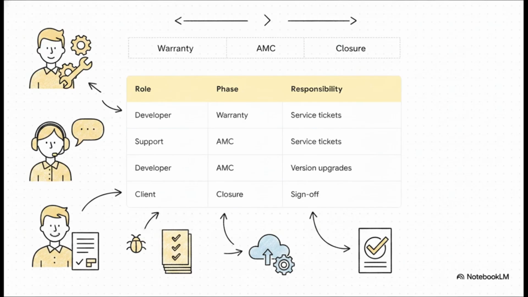Well, notice how the responsibilities shift over time here. During the warranty phase, developers are heavily involved in handling service tickets right alongside customer support, quickly resolving those corrective maintenance issues. But as we transition into the long-term AMC phase, customer support really takes the front line for tickets, while developers shift their main focus over to perfective version upgrades. Finally, during closure, the client becomes the central figure, reviewing the deliverables and providing the final sign-off. It's this carefully choreographed dance between all three roles over the entire life cycle.